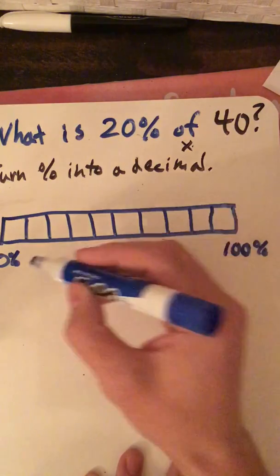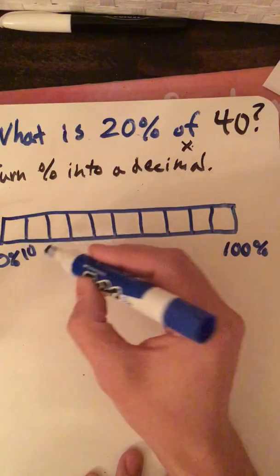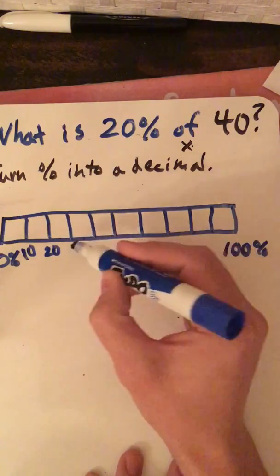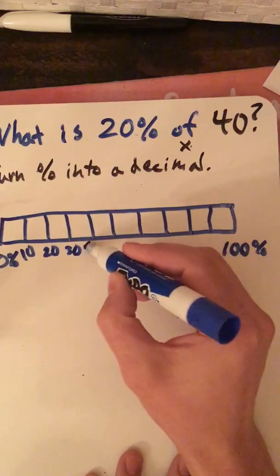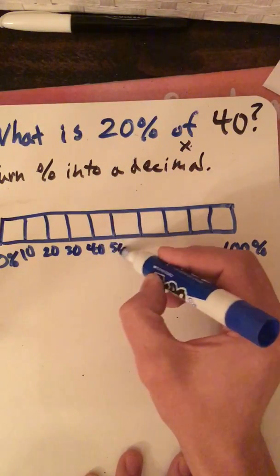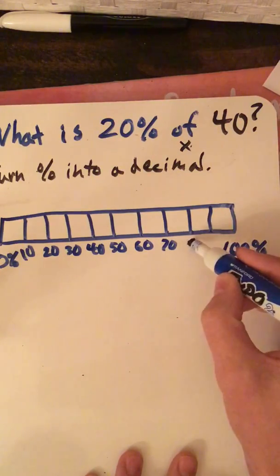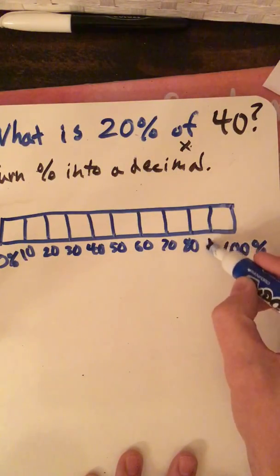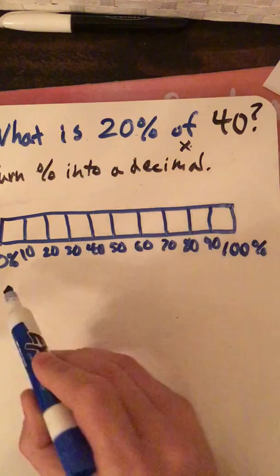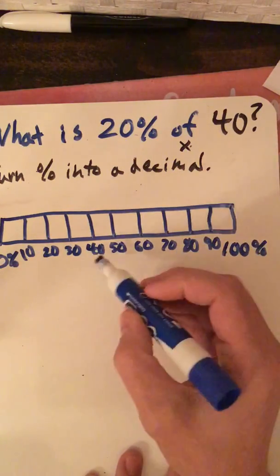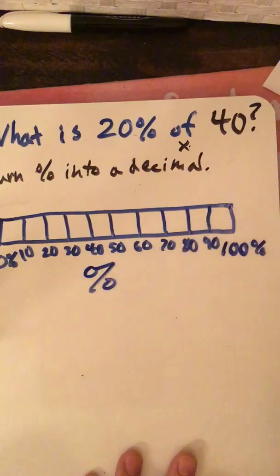Okay? Then this right here is going to be 10%, 20%, 30%, 40%, and so on until I get to the very end. Okay, you see how these are all percents. I'll go ahead and put this to signify the percent side of things.